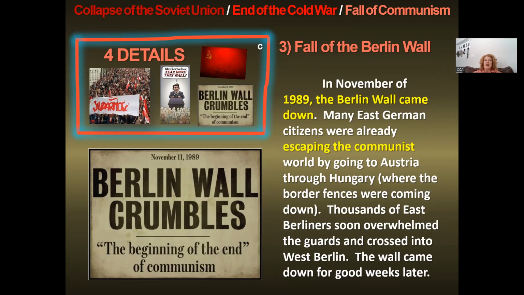So as this began, and this little tiny picture up there is just a hint of the massive amounts of people that would come out and would protest and would push to try to get out of the city to escape communists. Well, eventually the Berliners overwhelm the guards and they can cross over, and the wall comes down for good a few weeks later. They can't enforce it anymore. So this is known as the beginning of the end of communism.